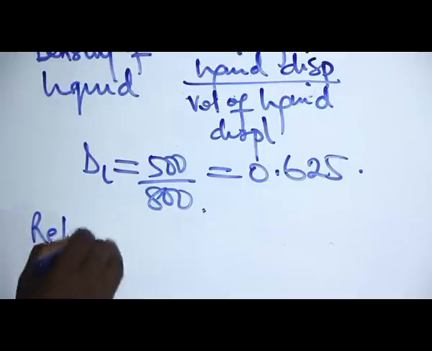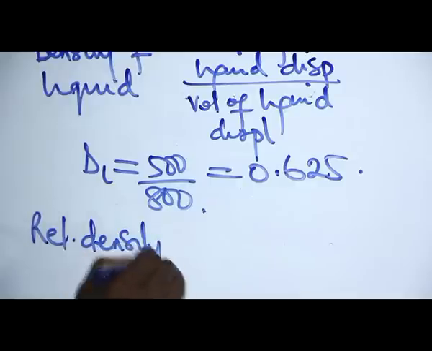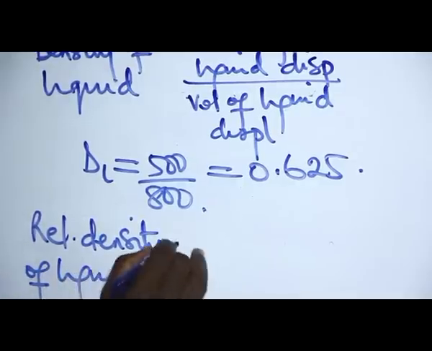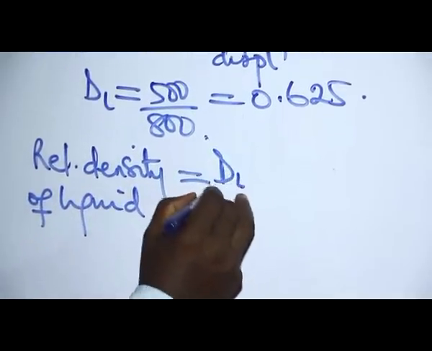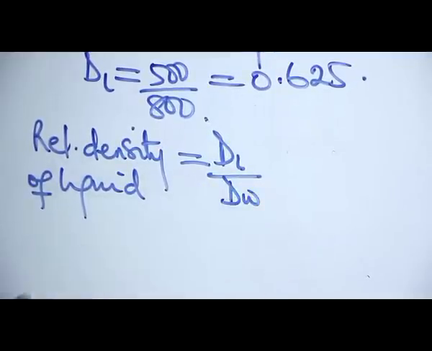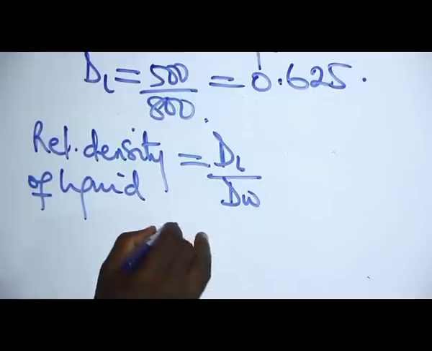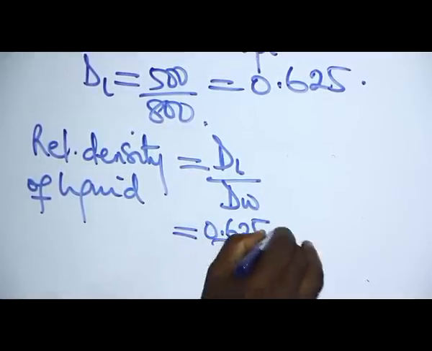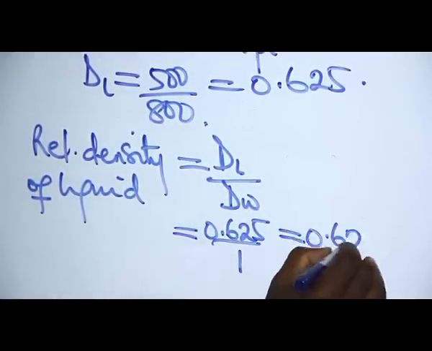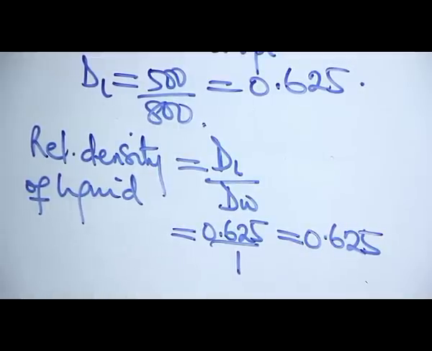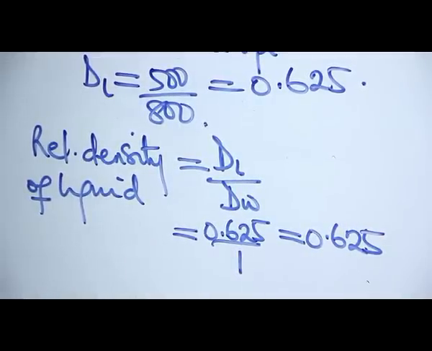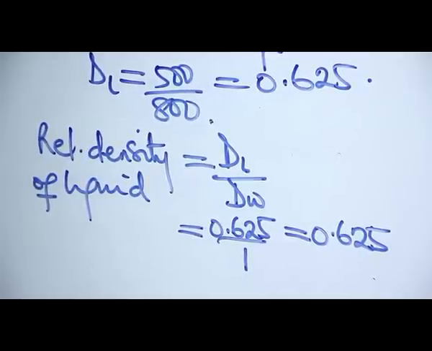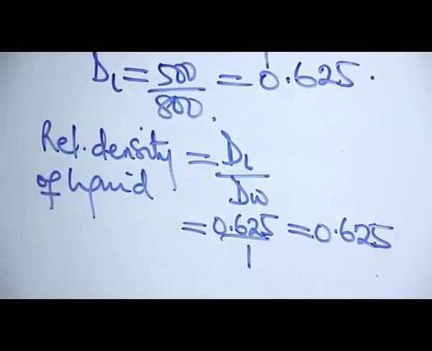Relative density of the liquid is equal to the density of the liquid divided by the density of an equal volume of water. And that will give us 0.625 divided by 1, which is 0.625. By this calculation, the correct option to the question is option C.